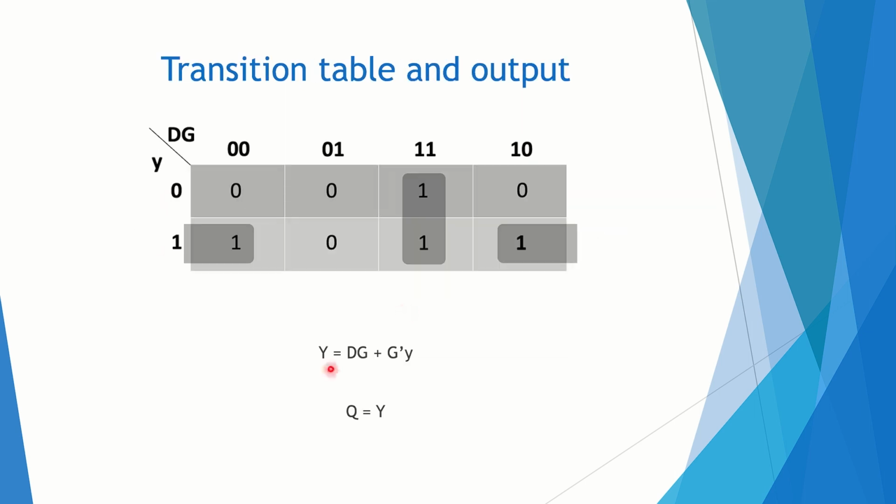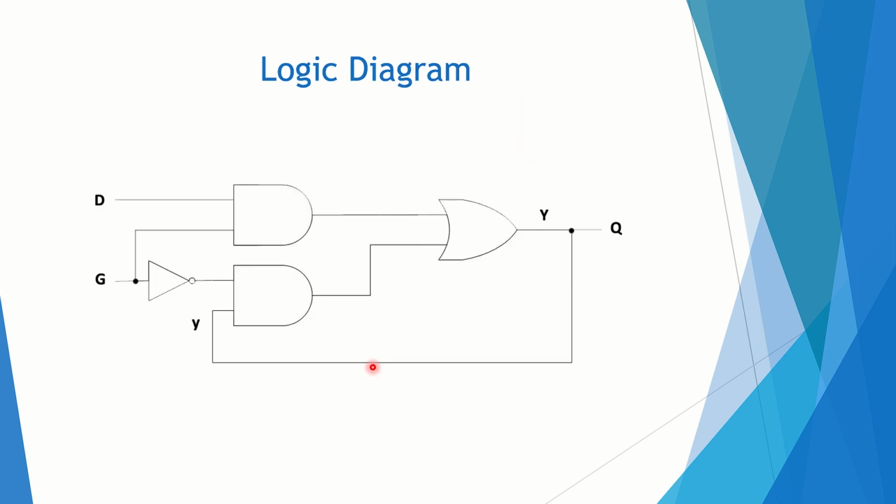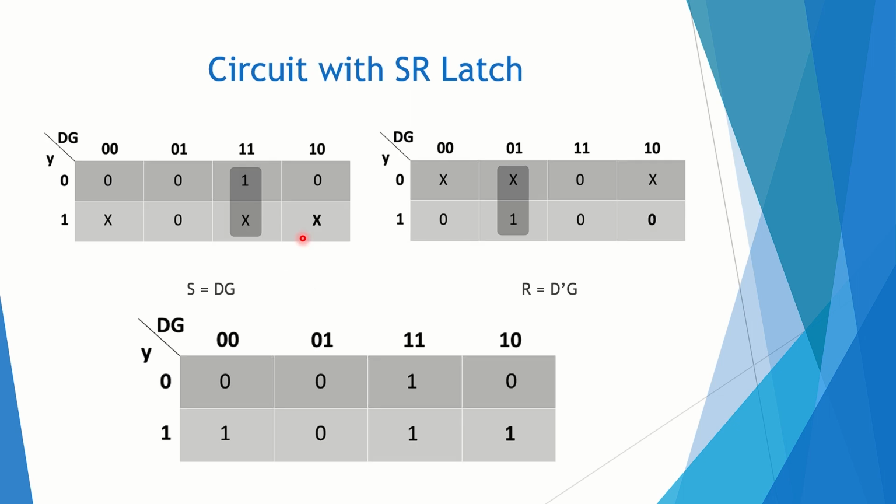So you can see here y is equal to dg plus g bar y. So that's the circuit here. This is the required circuit logic diagram, and the circuit is an SR latch.